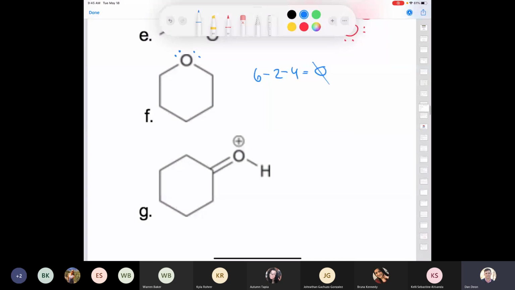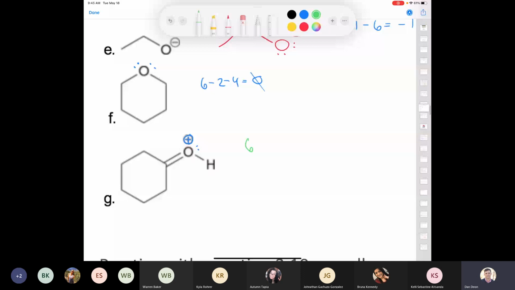Last one, G. You see that the oxygen has a positive charge on it, +1. So it's got 3 bonds. How many lone pairs must it have? The lone pairs are left out, but we know exactly that there must be 1 lone pair on it. Why? Because 6 minus 3 sticks minus 2 dots gives us +1.